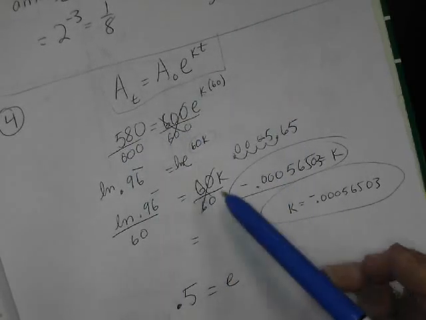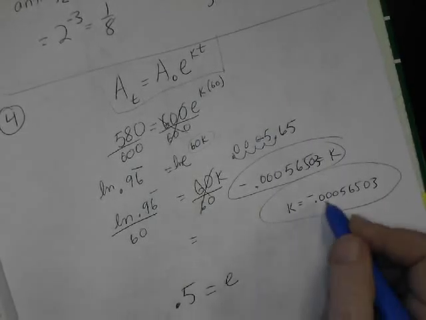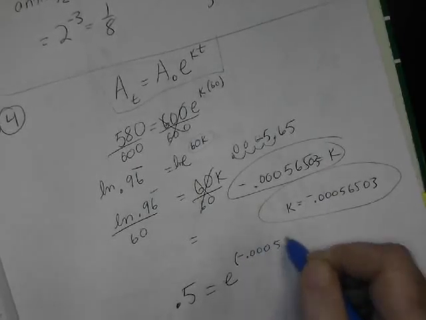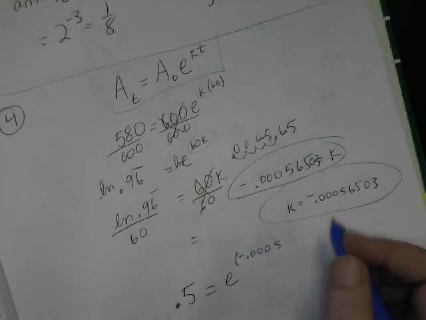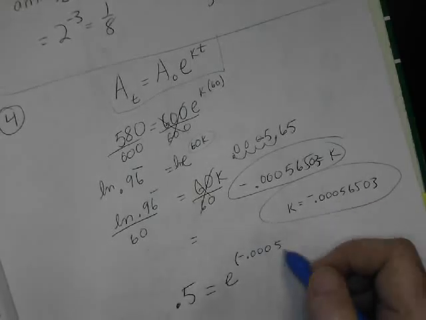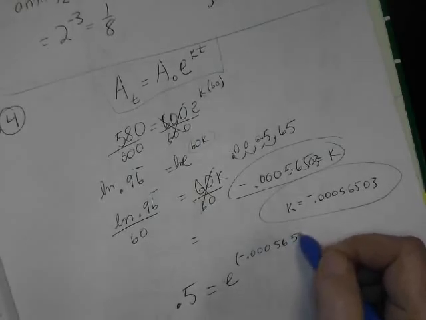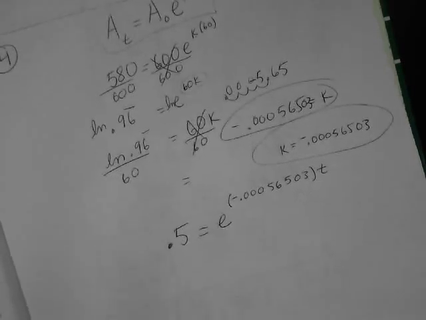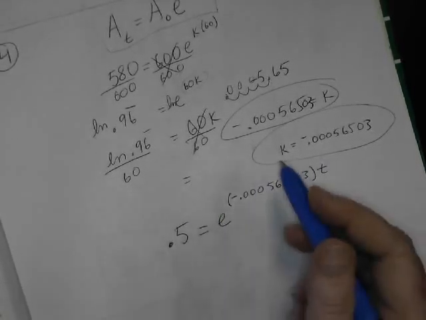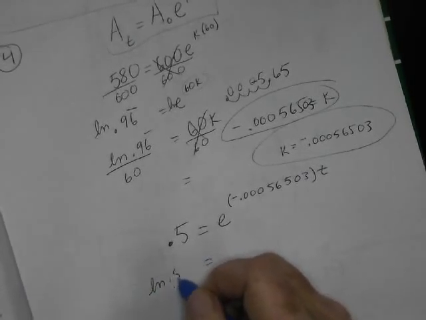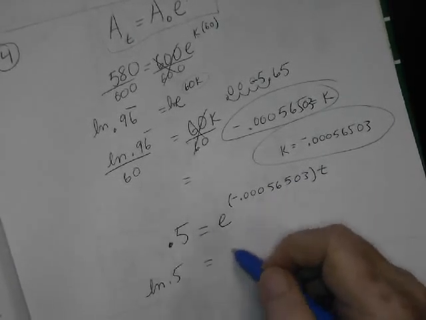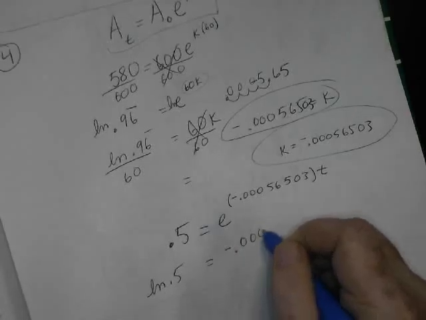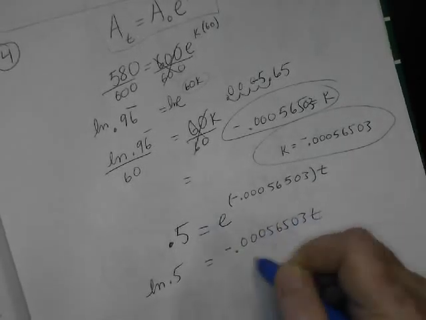I get it. Then e to the K times, but we've got this number for K now, negative 0.0005653, times, no, we don't know how long, so it's going to be T. It's asking how long is the half-life, or how much time until there's only half left. So now we're solving for T. That's easy enough. We're going to natural log both sides. ln of 0.5, and then ln of e, that's all going to come down, and it's going to be negative 0.0005653 times T, and then we're going to divide.